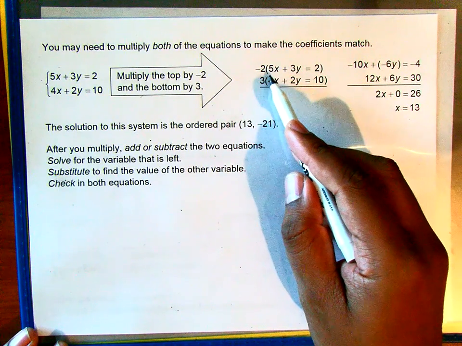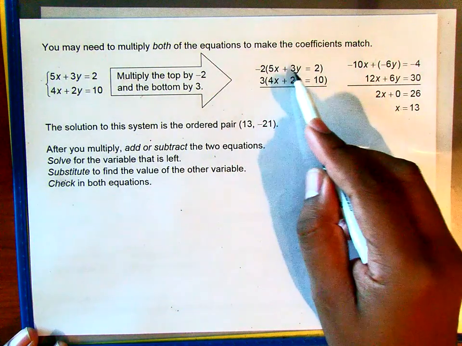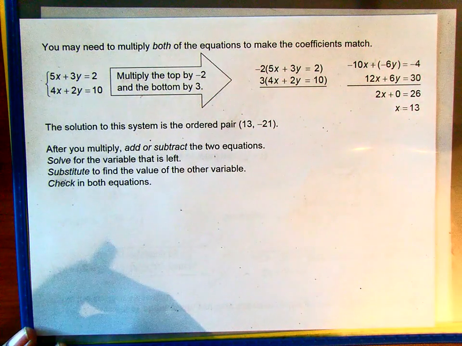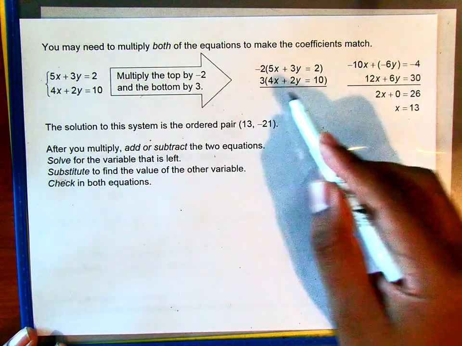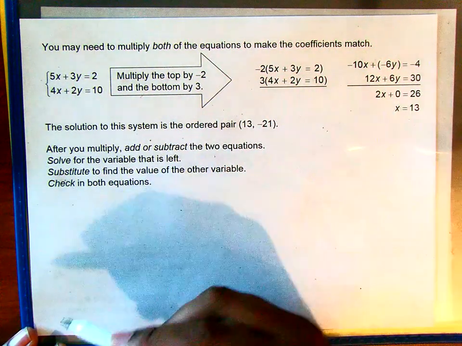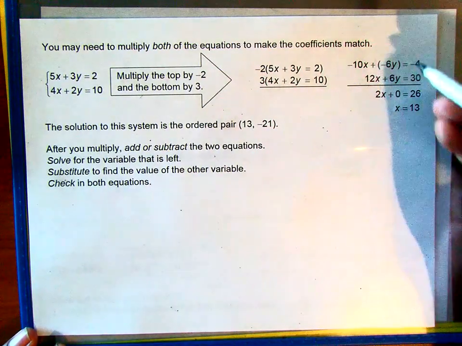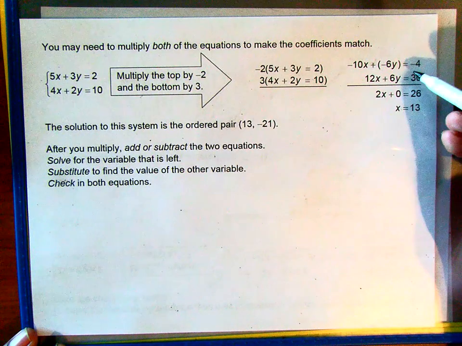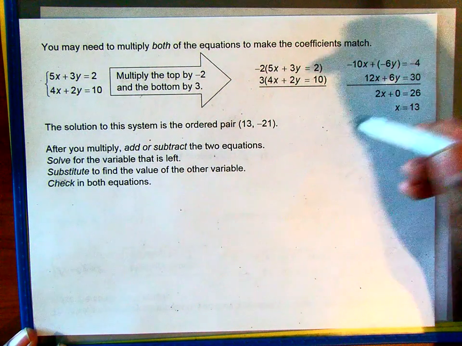So once you do that, you end up with -10x, -6y, and -4. And then the last equation here, you got 3 times 4 is 12x, 3 times 2y is 6y, and 3 times 10 is 30. Now when you get ready to add, you end up with a 0 here. And you can solve for x, and then plug it back in.